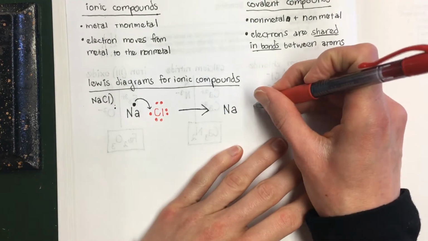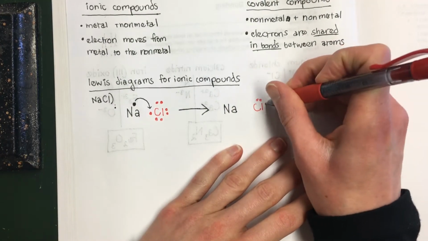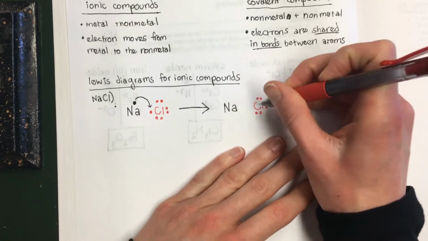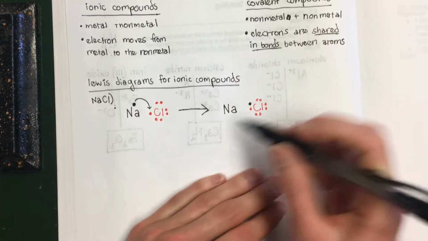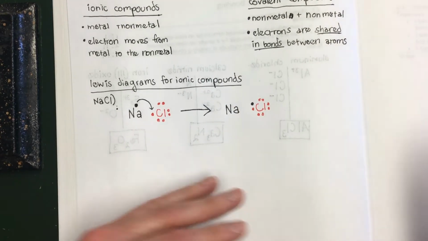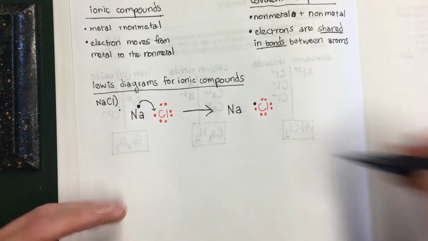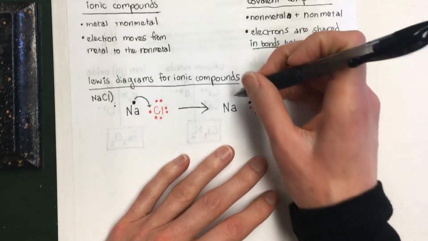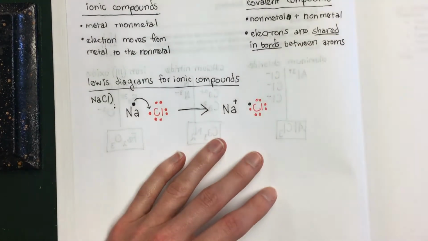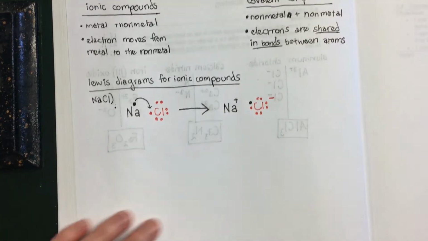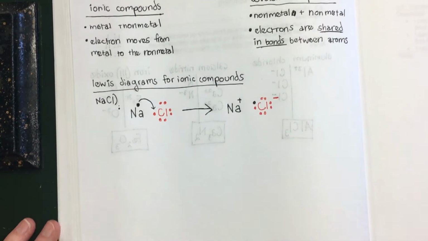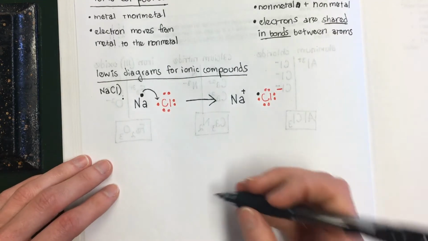And then chlorine has 1, 2, 3, 4, 5, 6, 7. And then we're going to put its 8th electron in black because it came from sodium. Now this changes the charges of these elements. Since sodium lost an electron, it's going to be positive. And since chlorine gained an electron, it's going to be negative. Okay, let's do another ionic compound. We're going to do MgCl2.